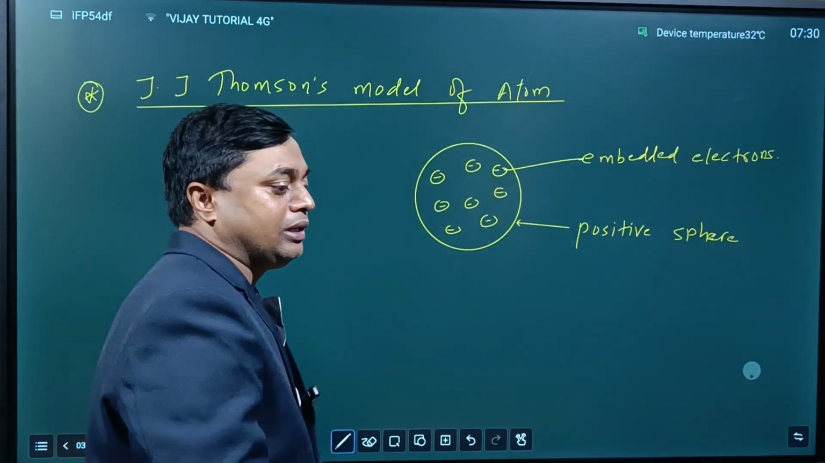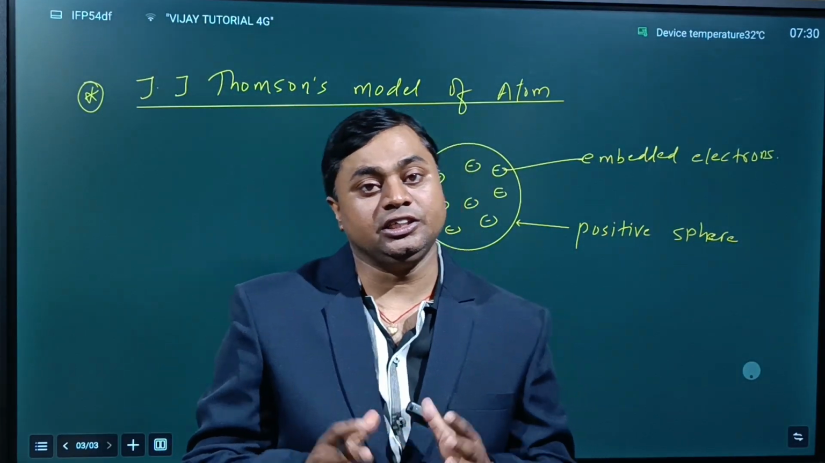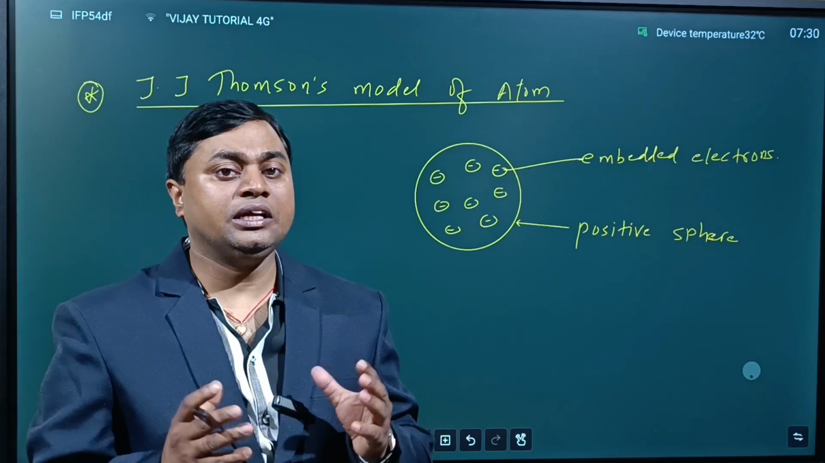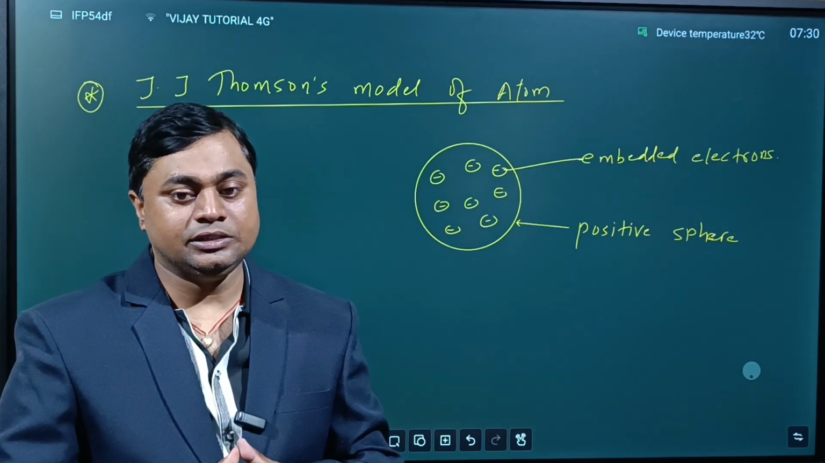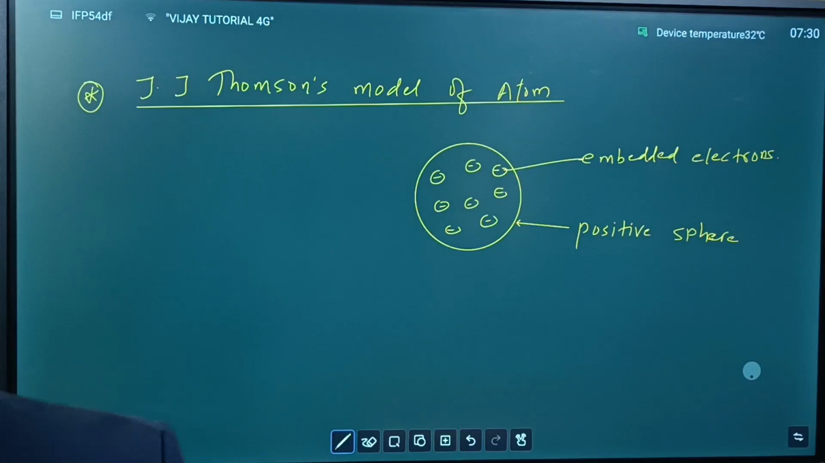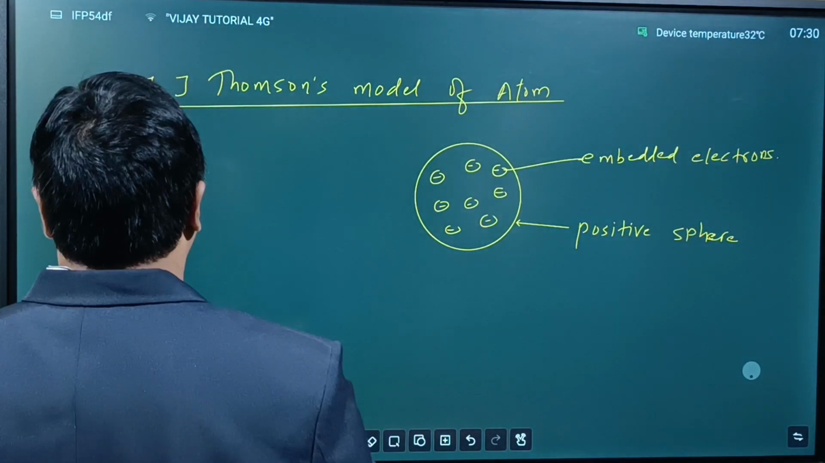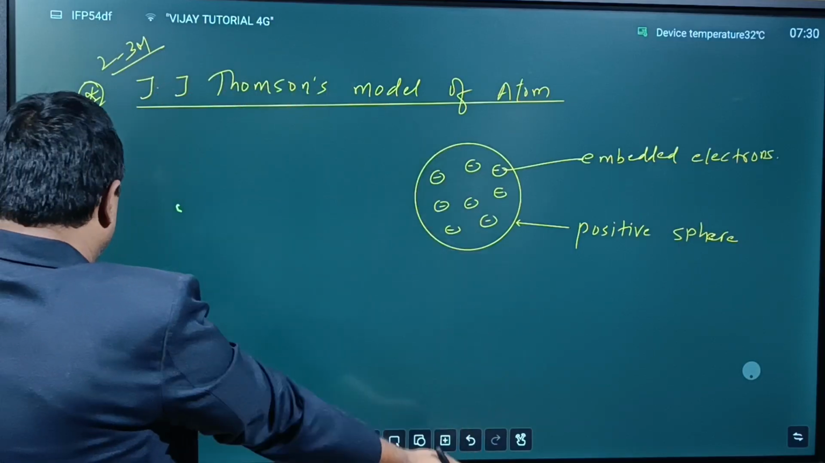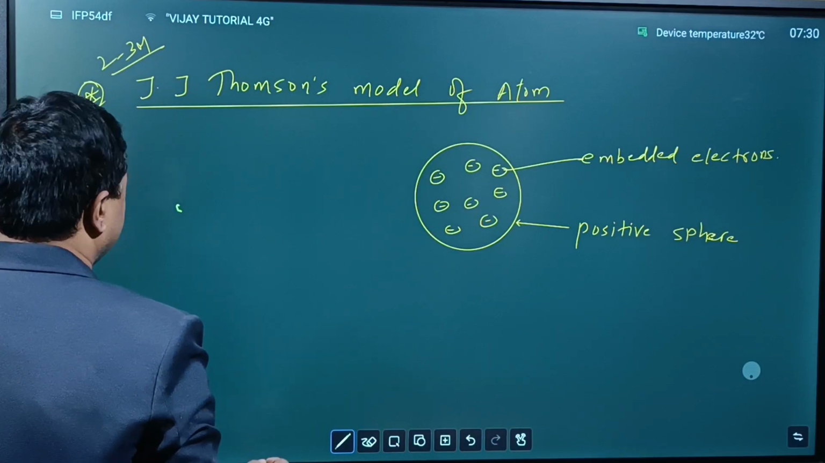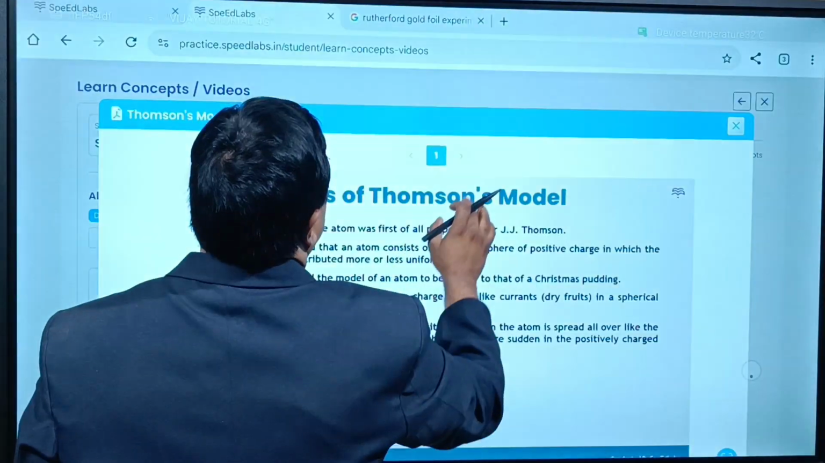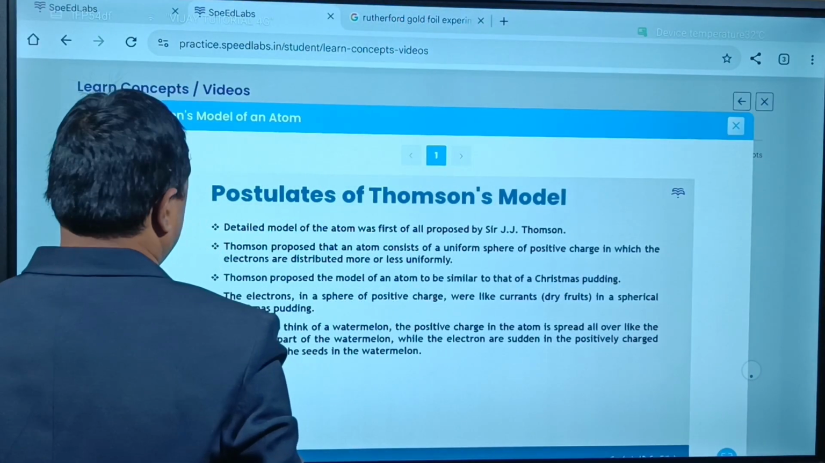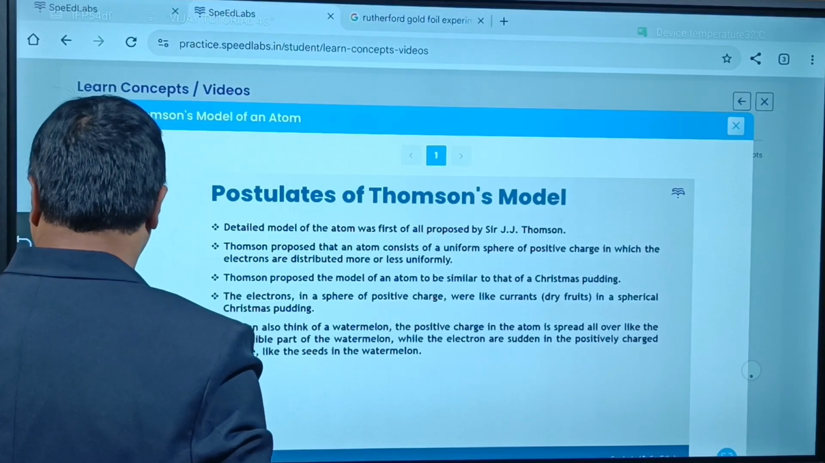He also told that the magnitude of positive charge is equal to the magnitude of negative charge. So the atom as a whole is neutral. Is it clear? This question may be asked for 2 marks to 3 marks. I'll show you one diagram. In this, the diagram is not there. I'll show you.